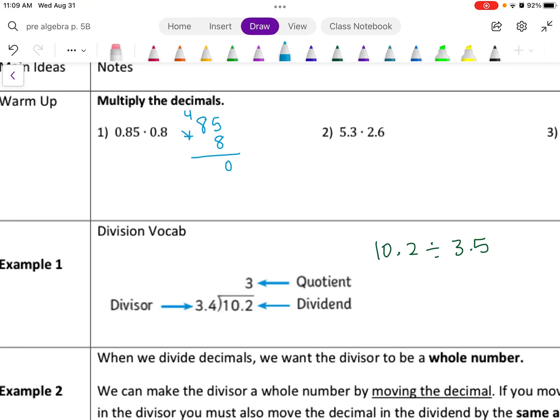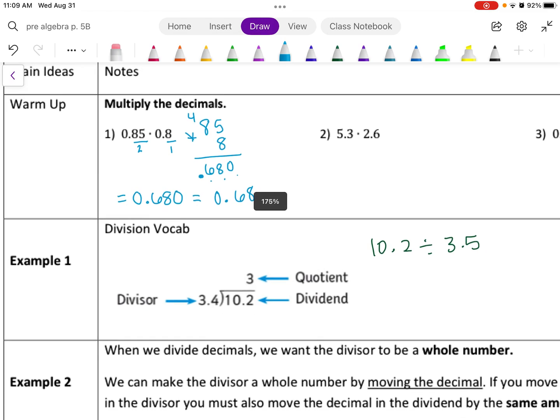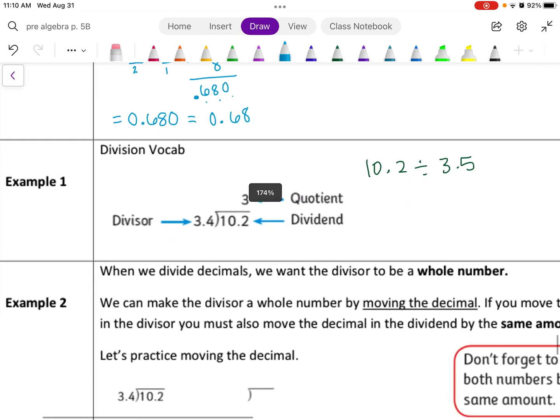Well, 8 times 5 is 40. 8 times 8 is 64, plus 4 would be 68. So now that we've multiplied, we're going to look at our decimal places, and we've got 2 to the right here and 1 to the right here, which is 3 altogether. So we want to have 1, 2, 3 numbers to the right of our decimal point. So our answer is 0.680, which we could also write as 0.68. So that's how we multiply.